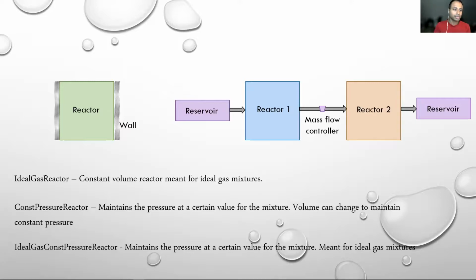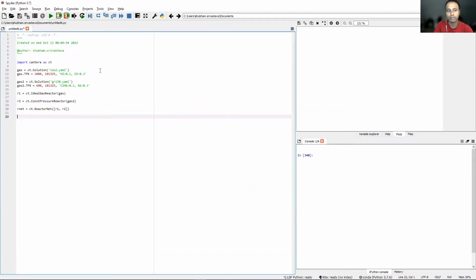Now, let's quickly take a look at a sample script that I have written. And this, we will not run this script. We will just look at the basic elements of the script and understand what goes on inside the reactor entity. So let's bring up Spyder. All right. So this is a short script here.